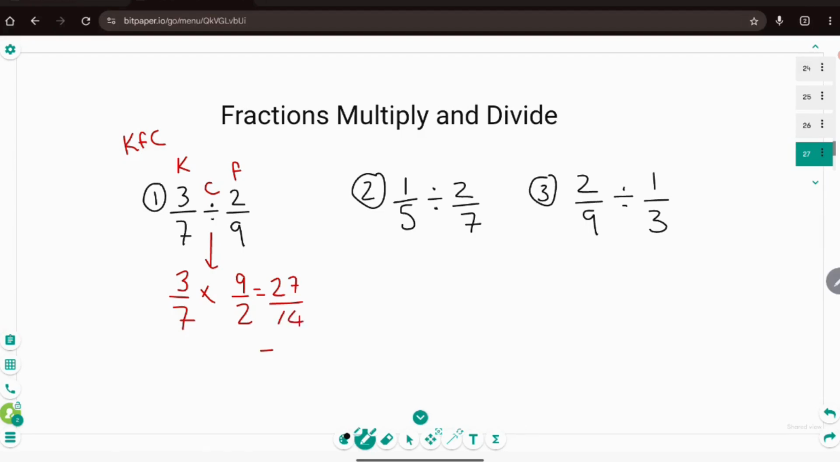If you want to change back to a mixed number, which by the way your exam board does like you to do. How many 14s go into 27? It's 1. What is the remainder? 13.